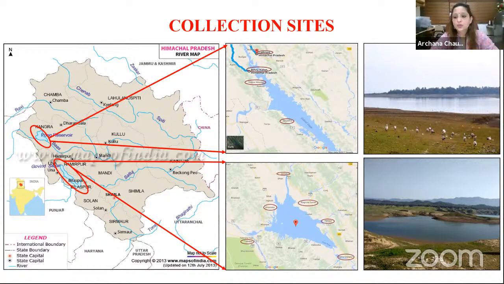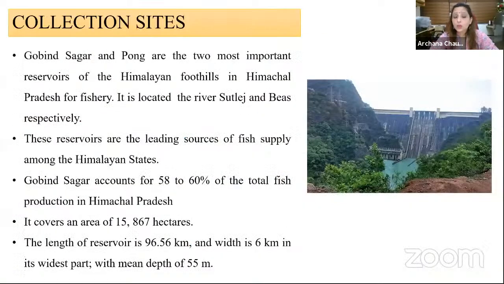And these are the two places which are not very small regions. These are spread over very long distances. So, coming to the Gobind Sagar reservoir. Gobind Sagar reservoir is located in an area of 15,867 hectares, having a length of almost 97 kilometers, with a width of 6 kilometers in the widest part, and a mean depth of 55 meters.